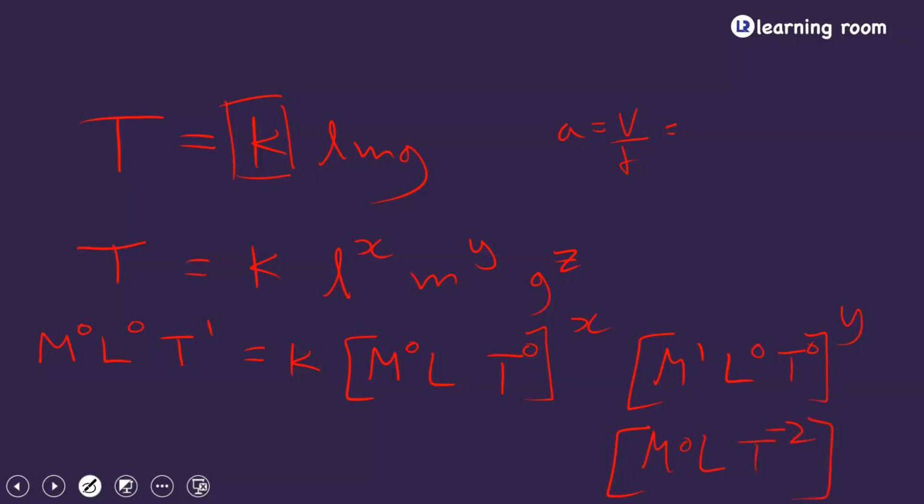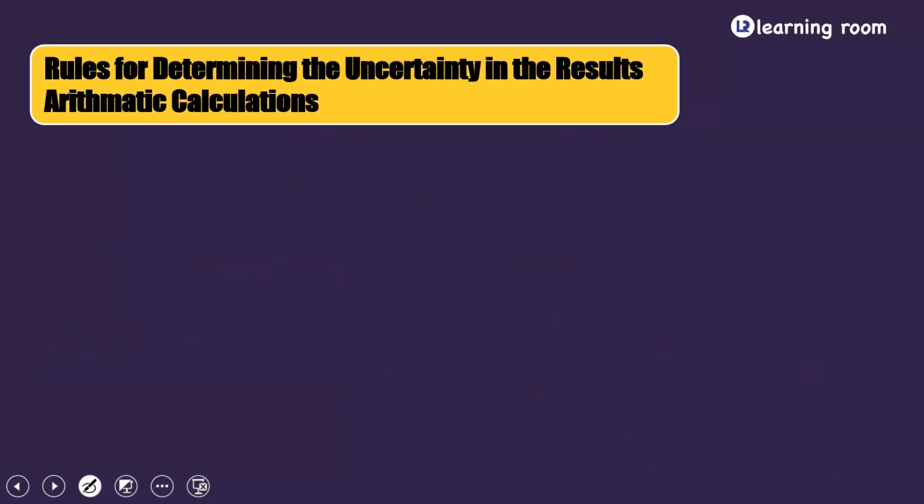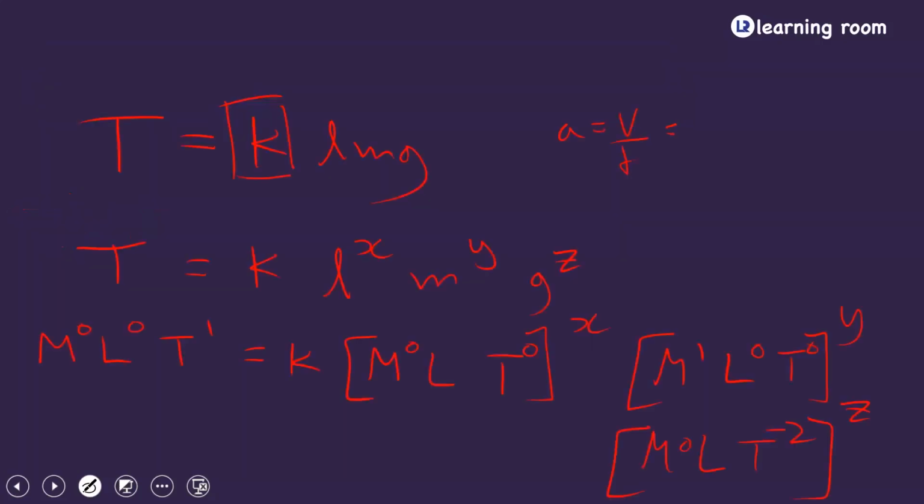Okay, Z. Okay, so now I'm going to equate these two. I'm going to write, equate the powers of this. First we are going to equate the powers of m. This is one way of solving it. Buddy, the idea is that always the powers of this particular quantity are balanced.